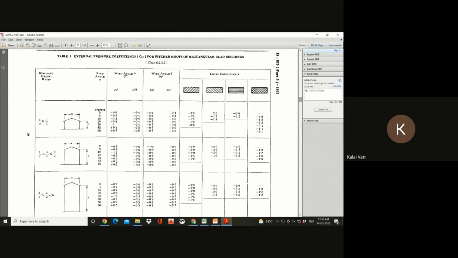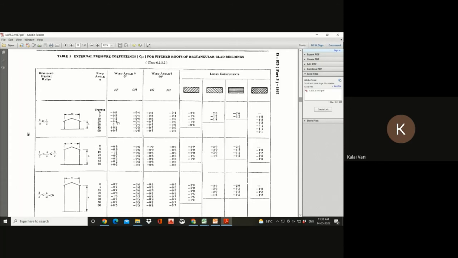Your wind angle, here they have given for 0 degree and for 90 degree. Our wind angle mentioned in the question is 0 degree, right? And your roof angle in the question is given as 15 degree. Here, 15 is not available. You have 0, 5, 10, 20 and so on. So if you do not have that value, we need to interpolate between 10 and 20. For 10, you have E and F, not EF, it is E and F, okay? For E and F, you have 1.2 and 0.4.